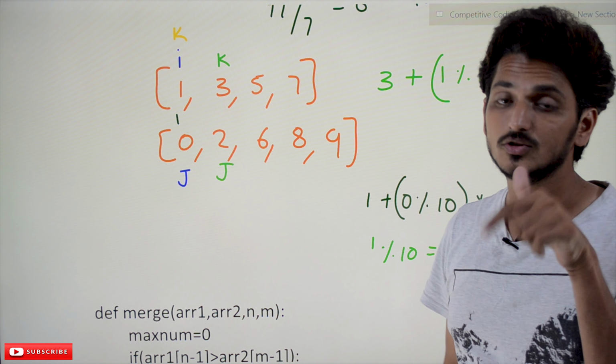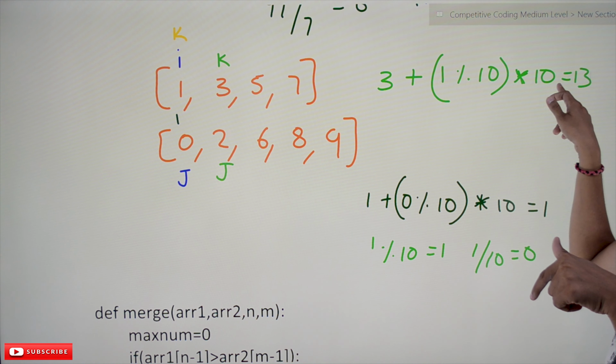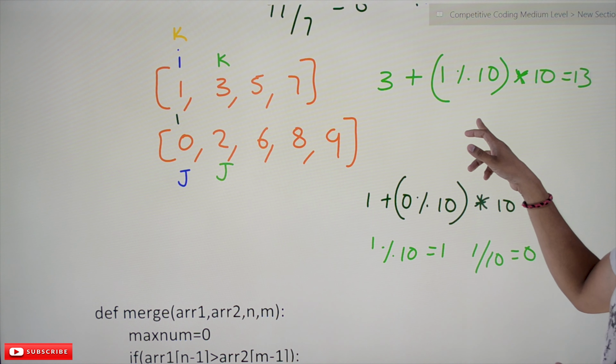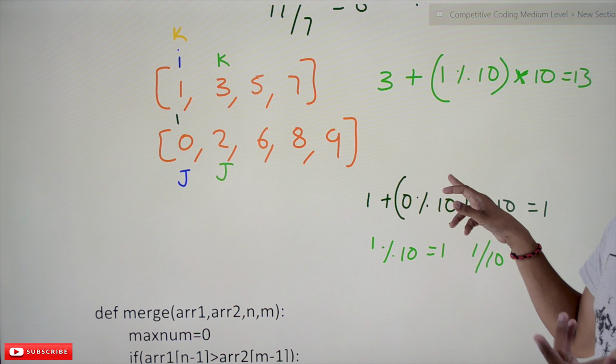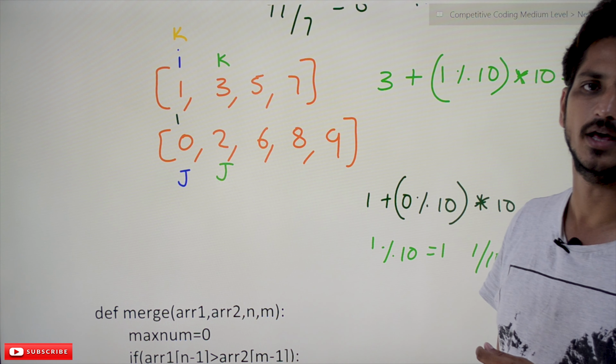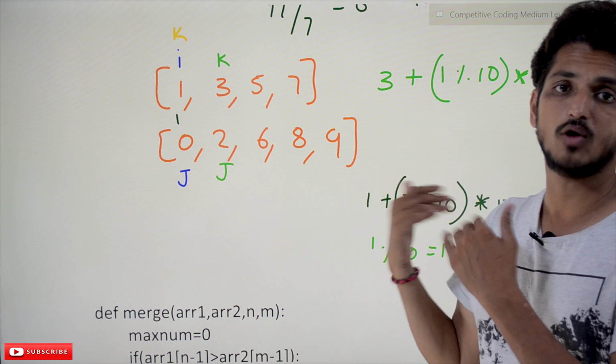That is the point you have to understand. In order to do that, 3 plus 1 modulus 10 multiplied by 10, that is 13. 13 has both the elements. 13 by 10 is going to give 1. 13 modulus 10 is going to give 3. Both the elements should be there. Like that, k plus plus, i plus plus. That is how you have to place.